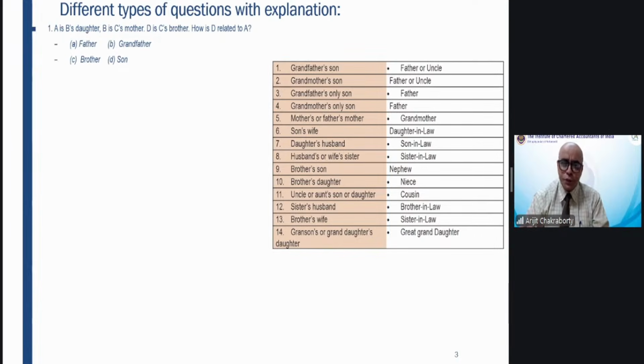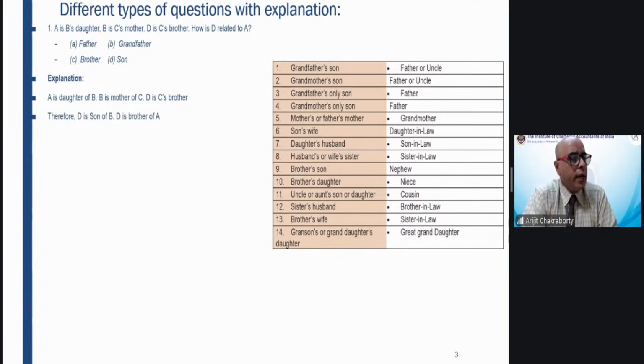So it's an interrelationship amongst various persons, different individuals. If we look at the logic explanation, A is B's daughter, first statement. So A is daughter of B, B is the mother of C, and D is C's brother. So we can say A is daughter of B and B is mother of C and D is C's brother.